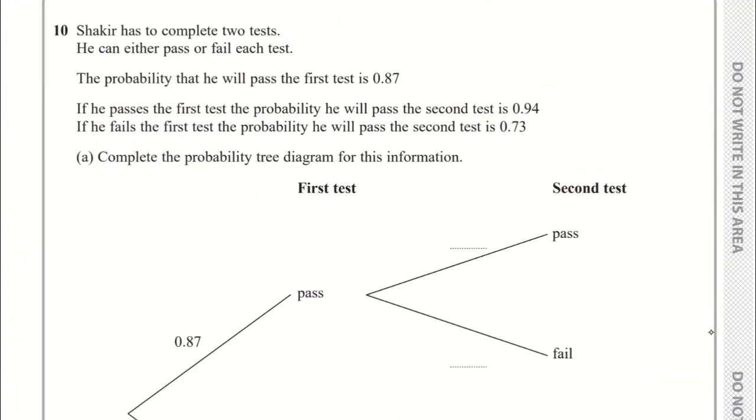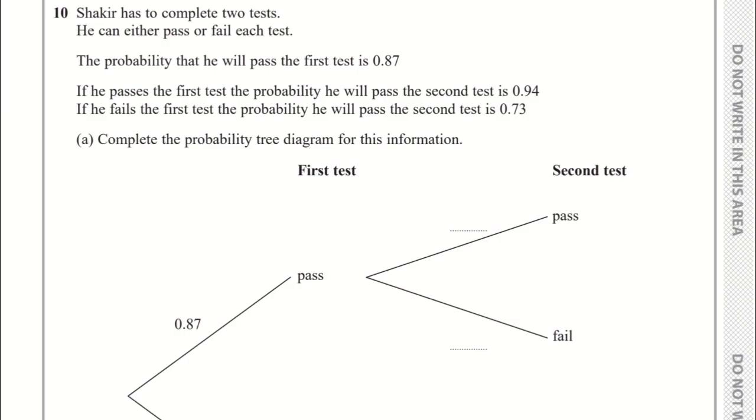Shaka has to complete 2 tests. He can either pass or fail each test. The probability that he will pass the first test is 0.87. If he passes the first test, the probability that he will pass the second test is 0.94. If he fails the first test, the probability that he will pass the second test is 0.73. Complete the probability tree diagram for this information. So that's the first thing we need to do.